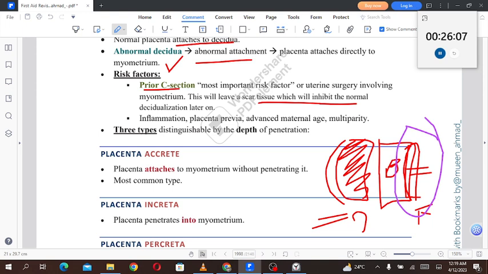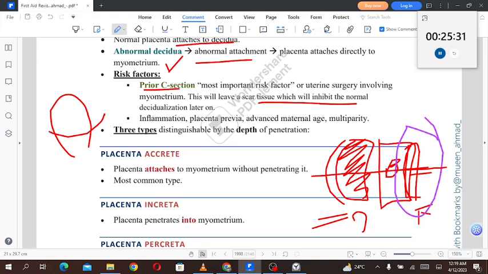So in that case the myometrium is scarred, and that will interfere with the further decidualization later on. Suppose this is the uterus, and we cut the uterus from outside like this. In that case, we invade all of these layers, like we cut the myometrium and then cut the decidua overlying that. So when the scar forms in the myometrium, maybe the decidua layer of the endometrium does not form over that. So that is impaired decidualization.